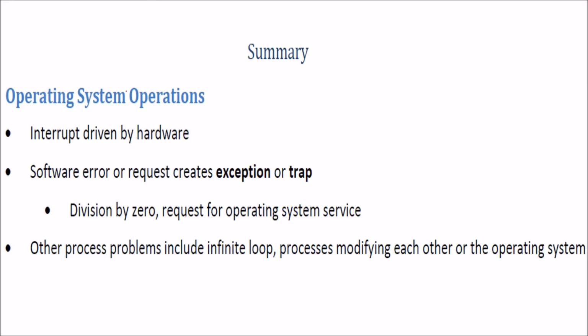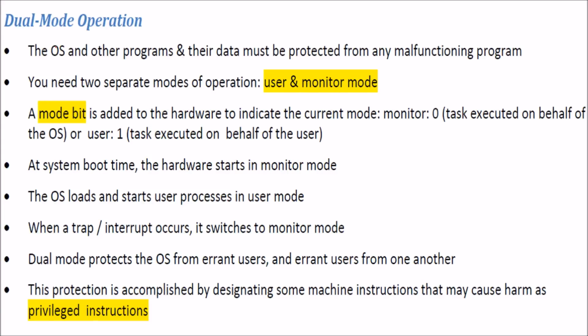Operating system operation is interrupt driven. We can have an exception or trap, like division by zero or, say, an infinite loop. All these things are interrupts which the operating system needs to deal with. Then the operation is dual mode. It can be user mode or monitor mode. User mode is your mode, and monitor is actually system mode.